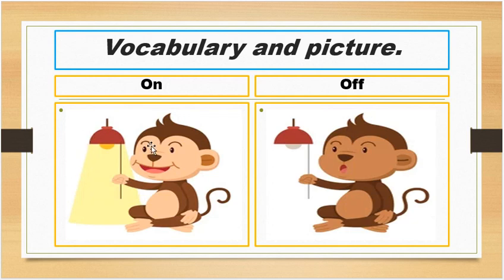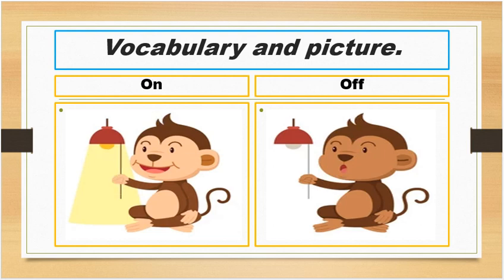Next we have on and off. Here the example, we have the monkey and we have the light. Here it's on. The light is on now. If you see, it has a yellow color, which symbolizes that the light is on. And here we have the off. When we say off, of course, we don't have any light. We are not using any electricity here. So that's why it's off. We can say the light is on, the light is off.